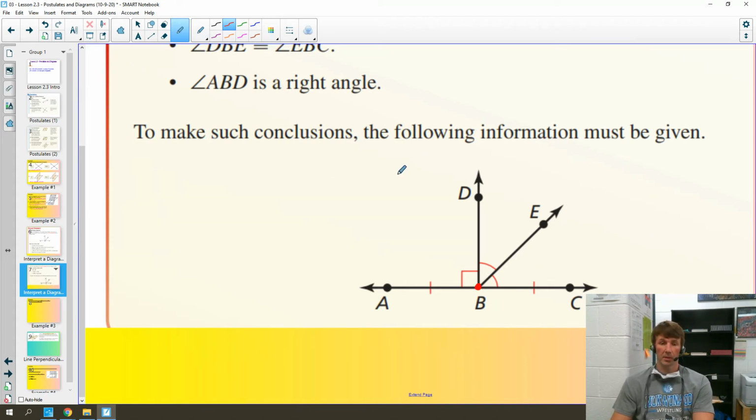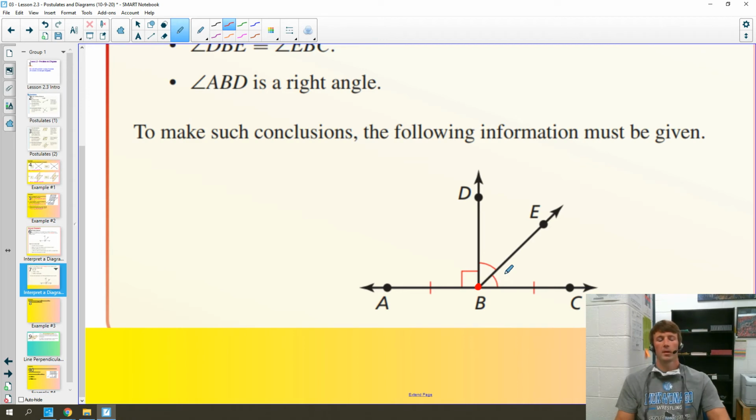And then it's very similar with the angles. That same thing must be true. I need to know, based on the markings, the congruent arc markings, for us to say that ray BE is an angle bisector of angle DBC. Well, how do you know that? Because it divides it into two congruent angles.